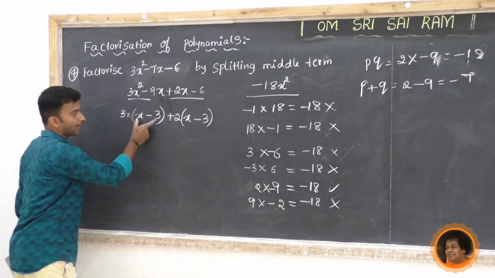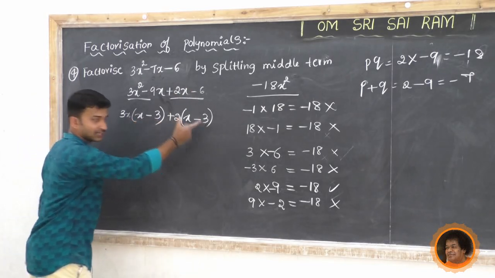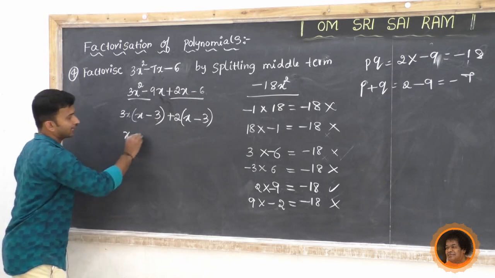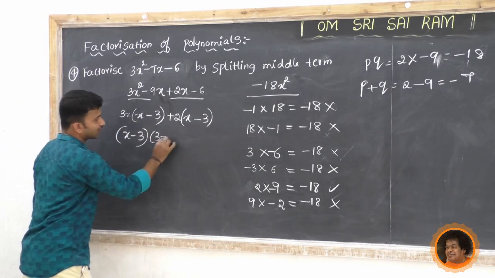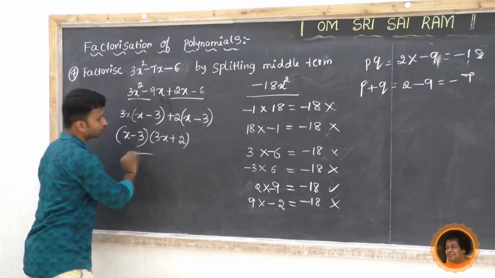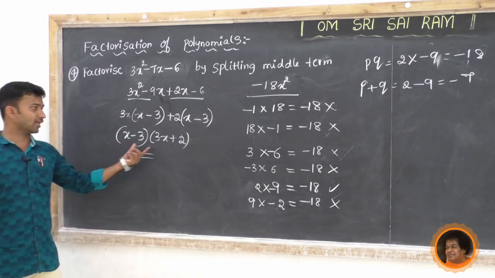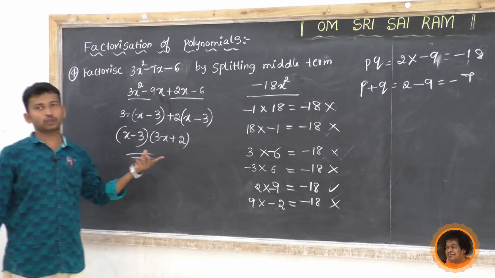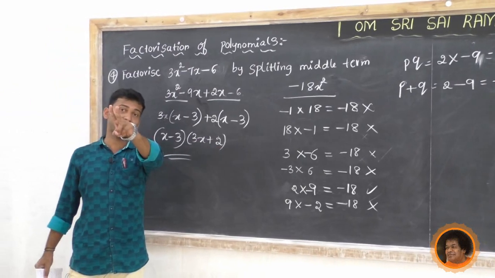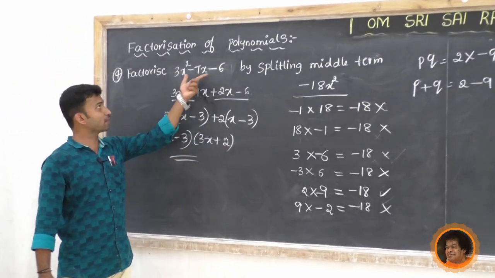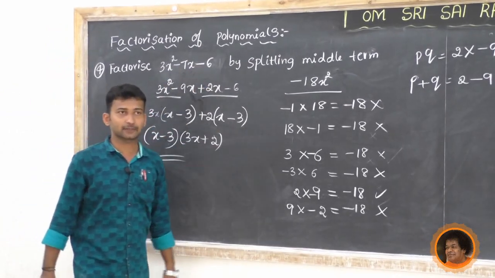Again, in this step, x minus 3 is common. Take out x minus 3 as a common term, and what remains here? 3x plus 2. Therefore, x minus 3 and 3x plus 2 are the two factors of 3x square minus 7x minus 6.